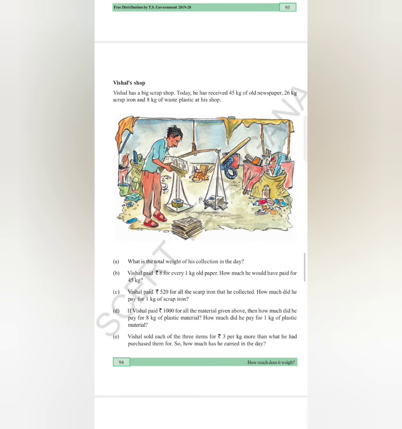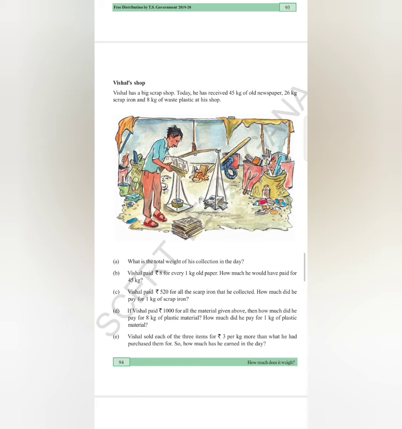Does it weigh? From that we have selected one topic, Vishal's shop, page number 94. Okay, so we will solve the problems under this heading. Vishal has a big scrap shop. Today he has received 45 kg of old newspaper. So Vishal has a big scrap shop.